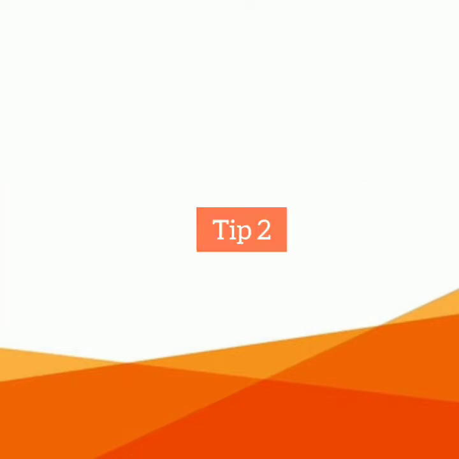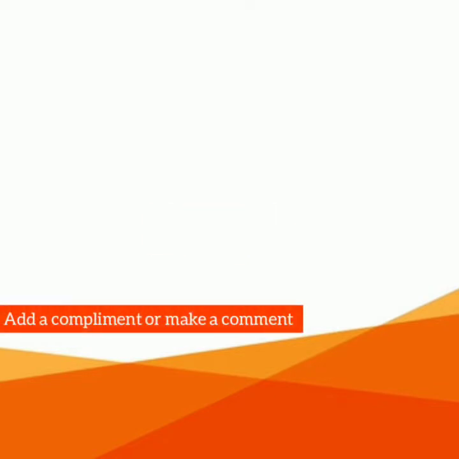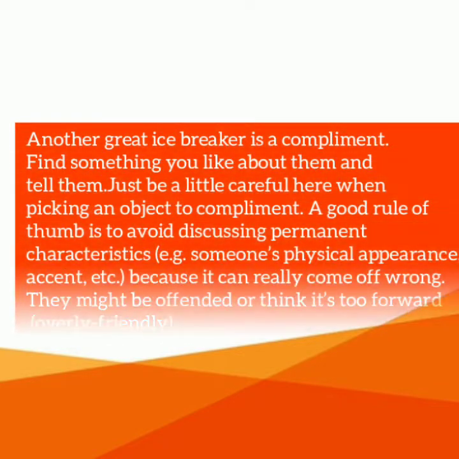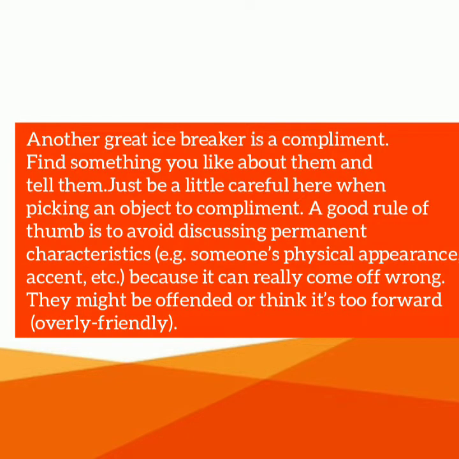Let's look at the second tip: add a compliment or make a comment. Another great icebreaker is a compliment. Find something you like about them and tell them. Just be a little careful when picking an object to compliment. A good rule of thumb is to avoid discussing permanent characteristics, for example, someone's physical appearance, their accent, or maybe their skin color, because it can really come off wrong. They might be offended or think it's too forward or overly friendly.